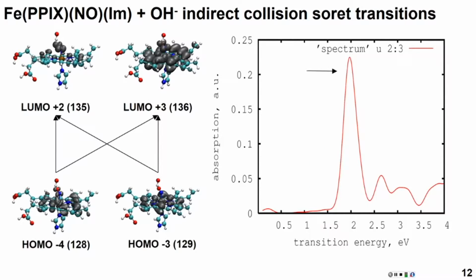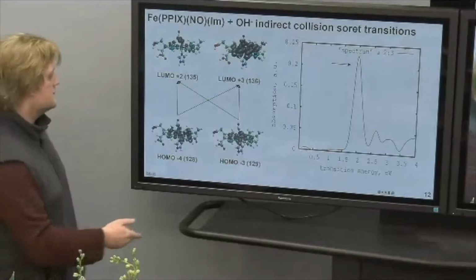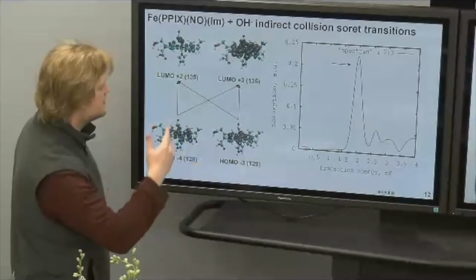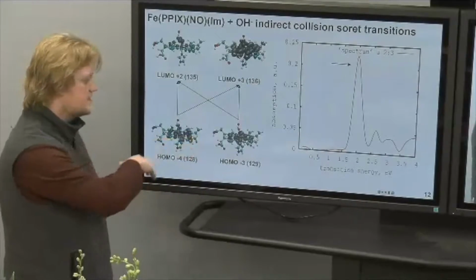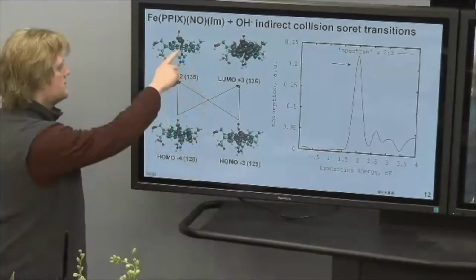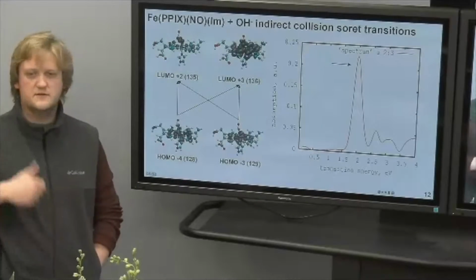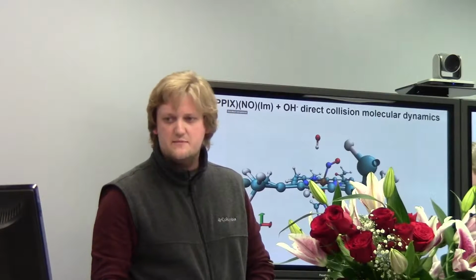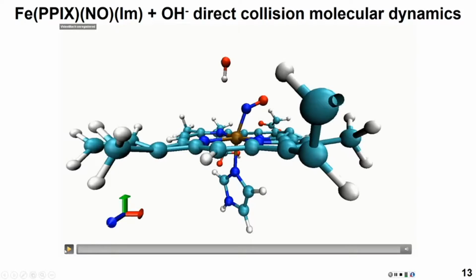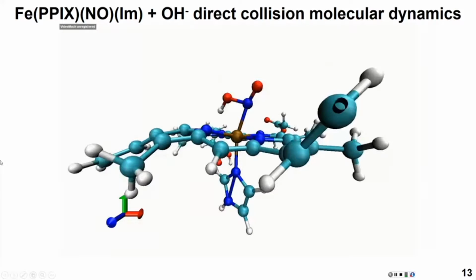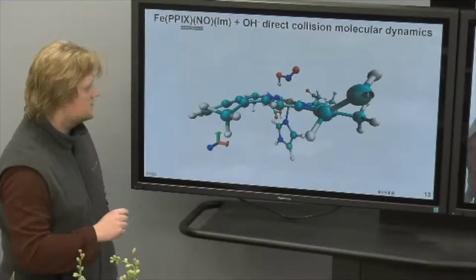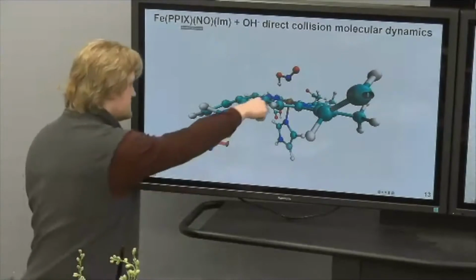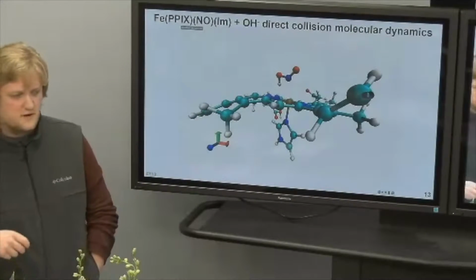If we look at our Serre transitions here, while our HOMOs, where the transitions arise from, are delocalized in the porphyrin ring, some of the LUMOs actually have some charge density on the ligands. So there's a slight difference there. Now, when we look at a molecular dynamic simulation where the hydroxide collides directly with the nitrosyl, what we've noticed is that we've not only connected, we've formed a bond, and it's dissociated from the iron. So we formed our nitrous acid.